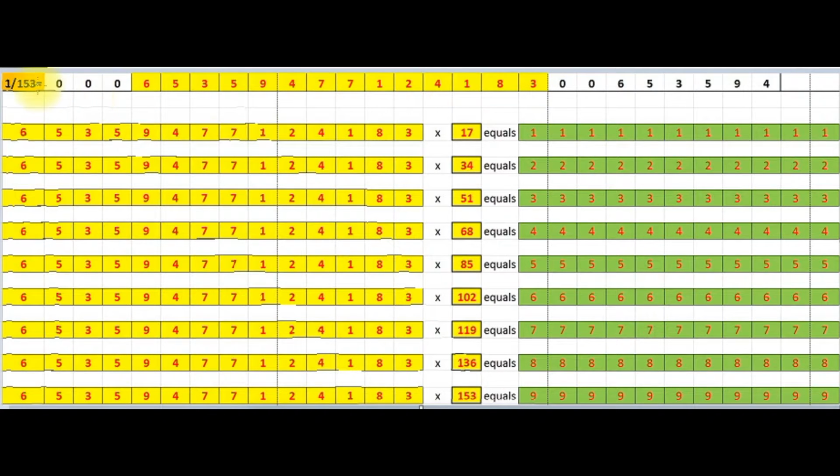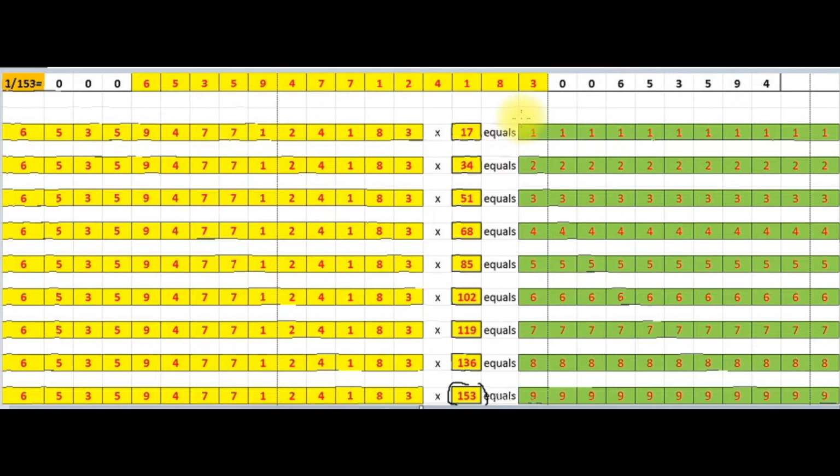The reciprocal, or 153 divided into 1, encodes a number 653-594-77124-183. When that number is multiplied by 17, the pattern of 1 emerges. As you double 17 to the sacred 153, the pattern of 9 comes out at the end of it.